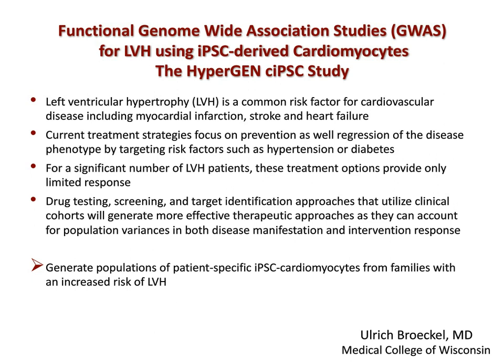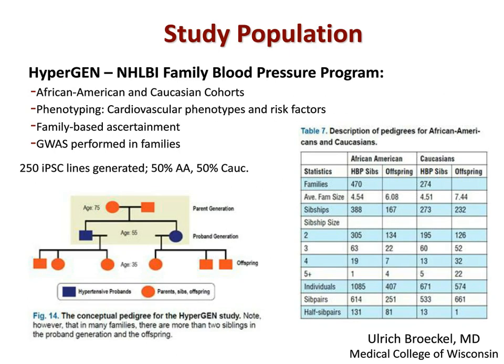So the patient cohorts used to generate these iPS lines are from the HyperGEN NHLBI Family Blood Pressure Program. In this program, which includes both African American and Caucasian cohorts, a large number of patients were phenotyped for cardiovascular phenotypes and risk factors in a family-based ascertainment that included both affected and unaffected relatives. Genome-wide association studies were performed in families to identify potential risk genes. 250 iPS lines were generated.